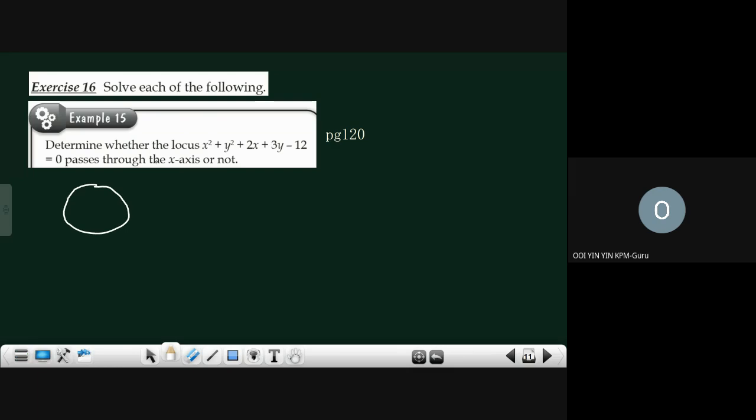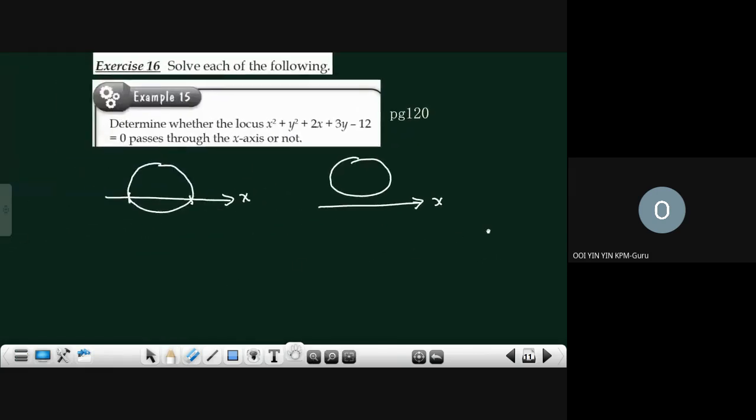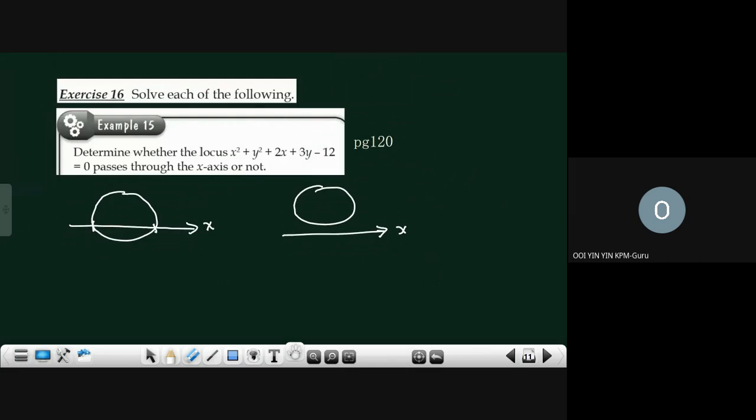And then pass through the x-axis or not. Okay, this is your x-axis, right? Like this. The question is, they want to know whether it passes through or does not pass through. Which one is the situation? They're asking like this. If it passes through, there will be two intersection points. If it doesn't pass through, that means there will be no intersection point. Get it? Okay. Now, how can we do so?